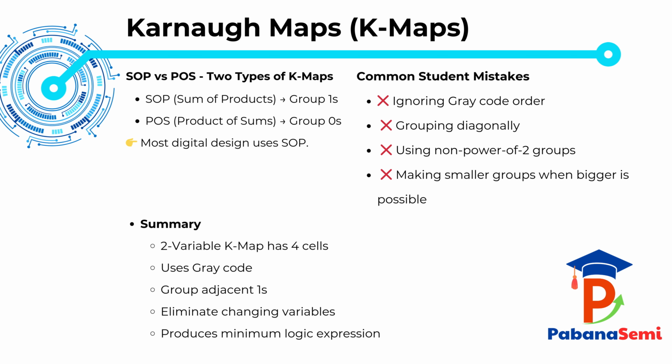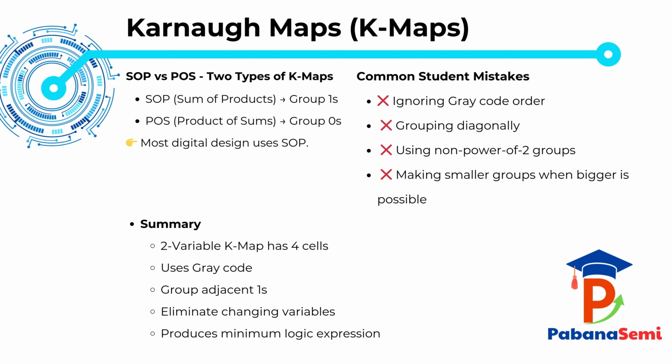Third mistake, using non-power of two groups. Valid groups must be 1, 2, 4, 8, and so on. Fourth mistake, making smaller groups when a larger group is possible. Smaller groups lead to more variables and more gates, which is not optimal.